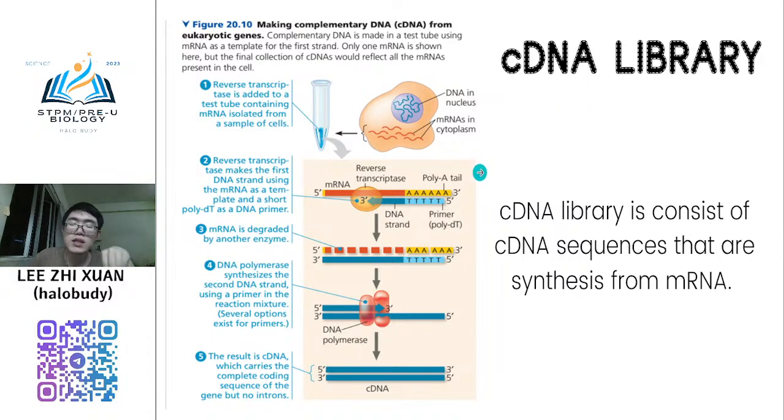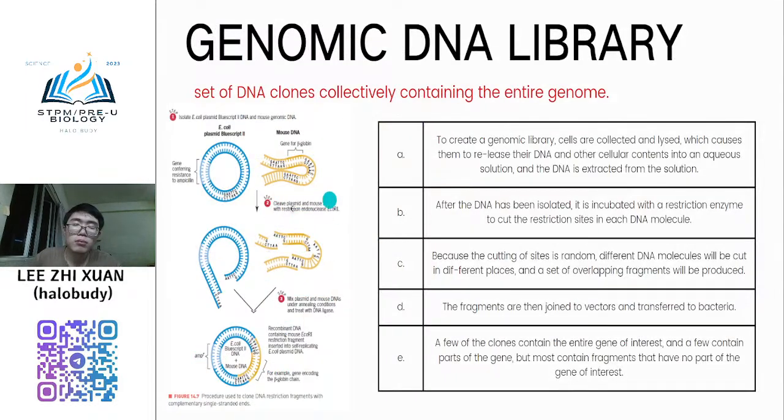So the difference is the cDNA library will only consist of the sequence that is synthesized from mRNA only, meaning it only contains exon sequence. You do not contain intron sequence. Awak tak ada intron sequence punya. Awak hanya exon sequence punya. So this one is very useful in expressing compared to this, because this one awak semua campur je.